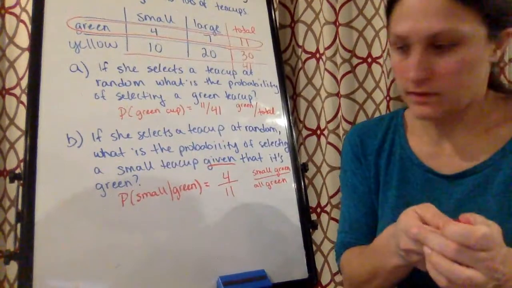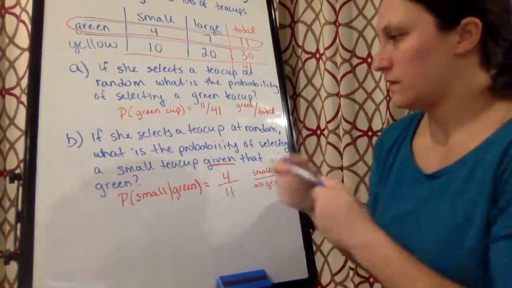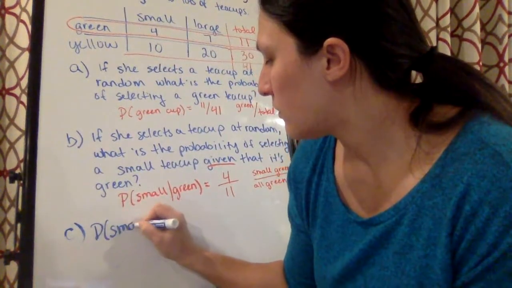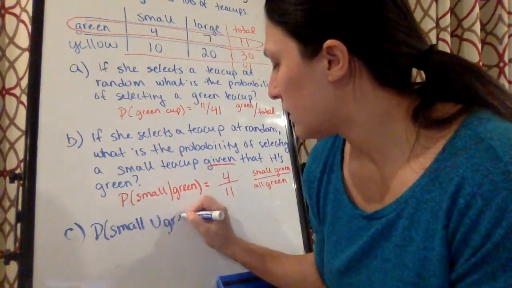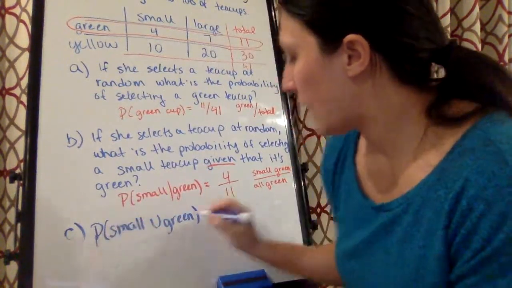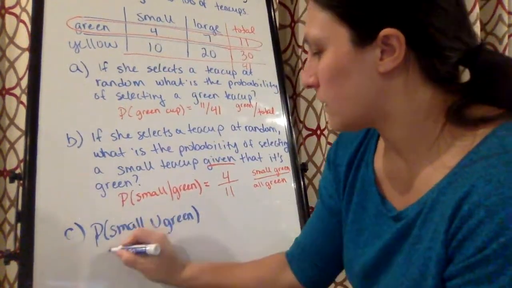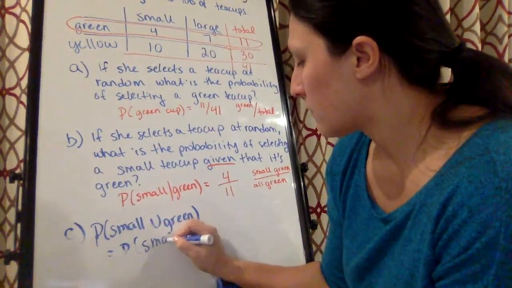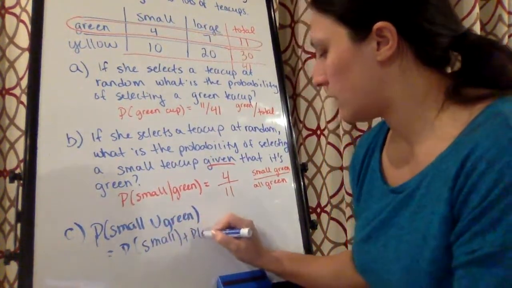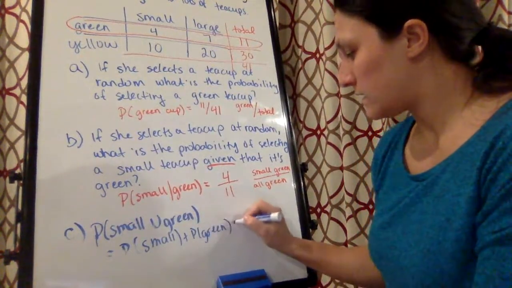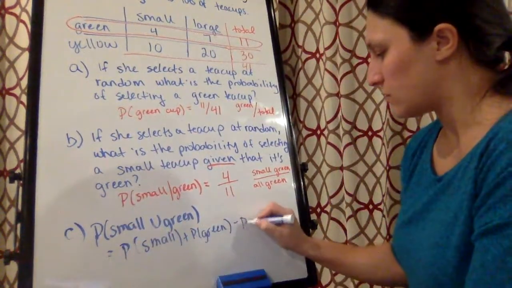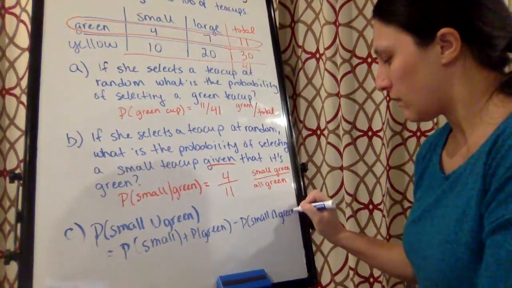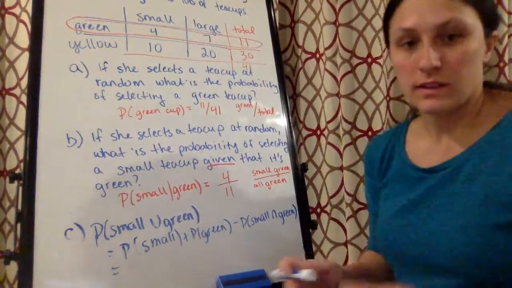Let me use blue now. Okay, so the probability of small or green means we have to find, I'll put it down here, the probability of all the small ones plus the probability of all the green ones minus any of them that you just double counted. So minus any that are small and green. All right, so let's go ahead and find that.